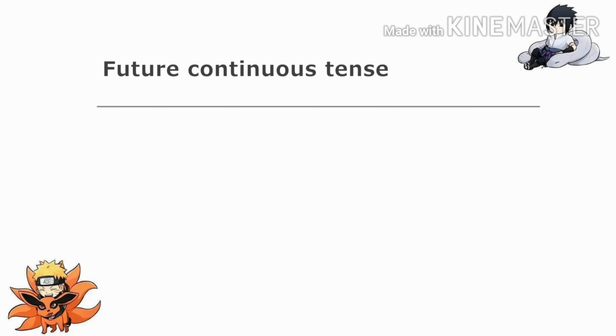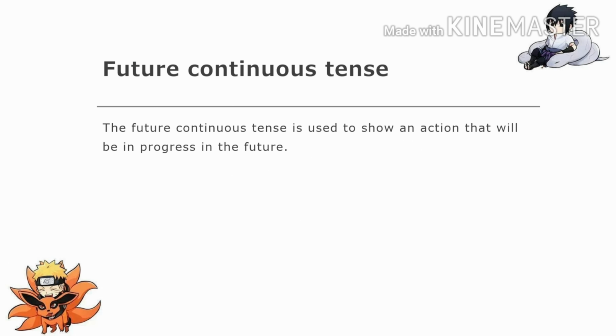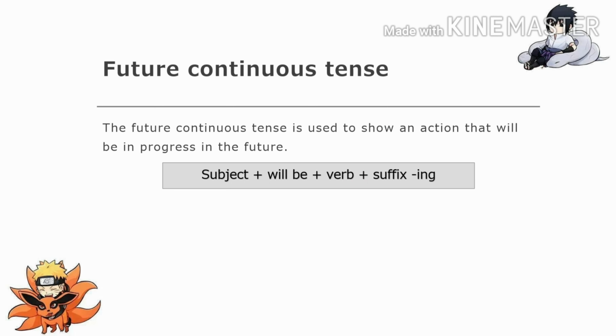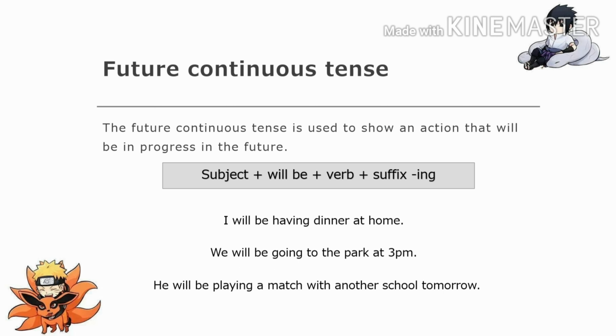Future continuous tense. Now, the future continuous tense is used to show an action that will be in progress in the future. The form would be subject plus will be plus verb plus suffix ing. For example, I will be having dinner at home. We will be going to the park at 3 p.m. He will be playing a match with another school tomorrow. I, we, and he are the subjects, while three of them would use will be in each of the sentences. Lastly, having, going, and playing are the verbs.